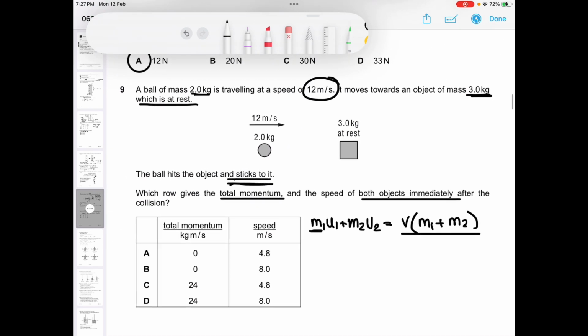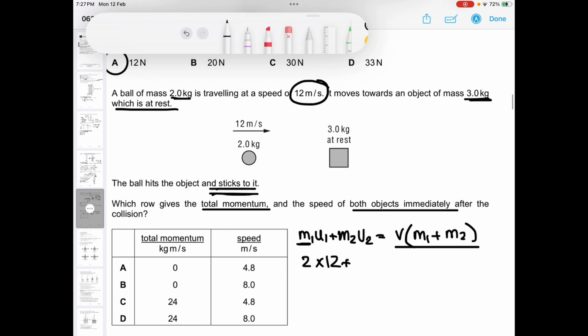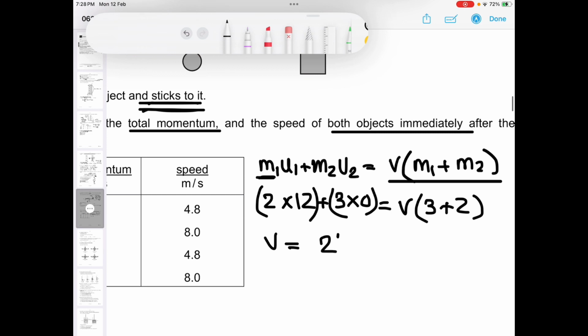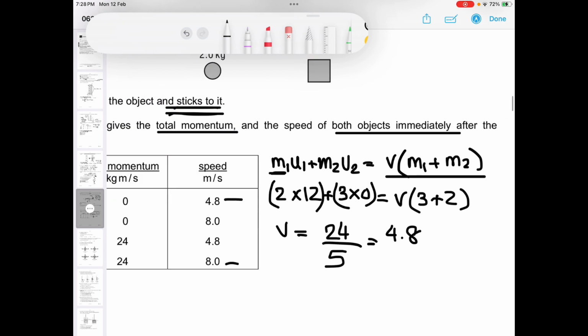Okay, so I have 2 kilograms times 12, and the other one is 3 times 0, equals the final velocity times 3 plus 2, which is 5. So V is equal to 24 over 5. I just did quick algebra. 24 divided by 5 is equal to 4.8 meters per second.